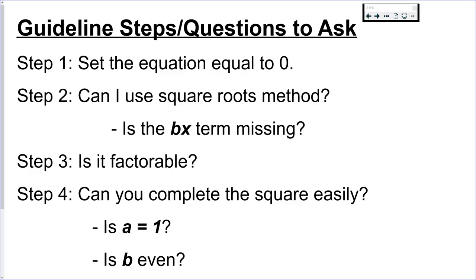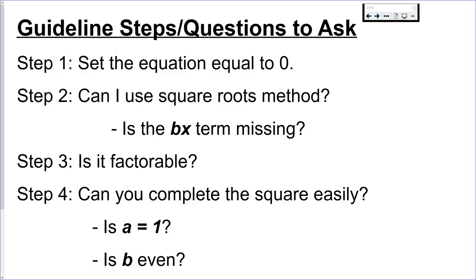The next thing after we do that is we want to determine if the square root method is best, because this one's the easiest to pick out. This is the one where bx is missing, the middle term is missing. So the square root method is the easiest one to pick from. If there is a b term, then the next question we would ask is, is it factorable? If you can get it to factor really, really quickly, ideally that's the best way to go about working with that particular example.